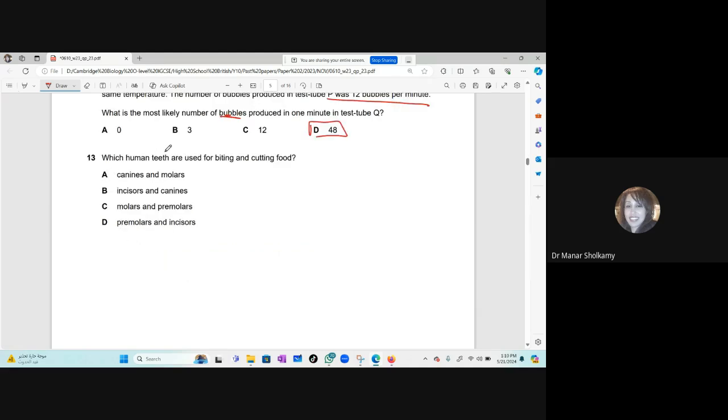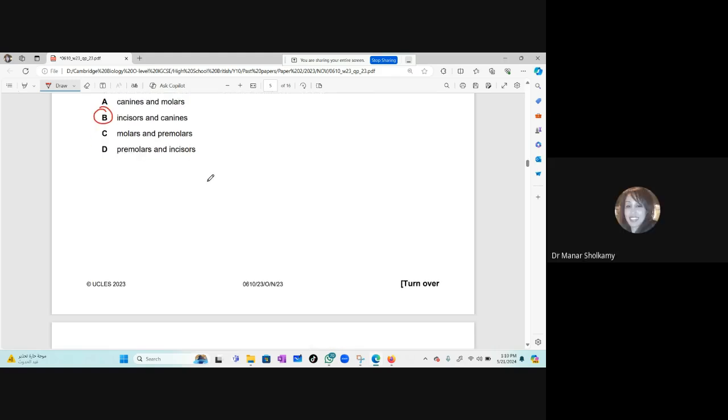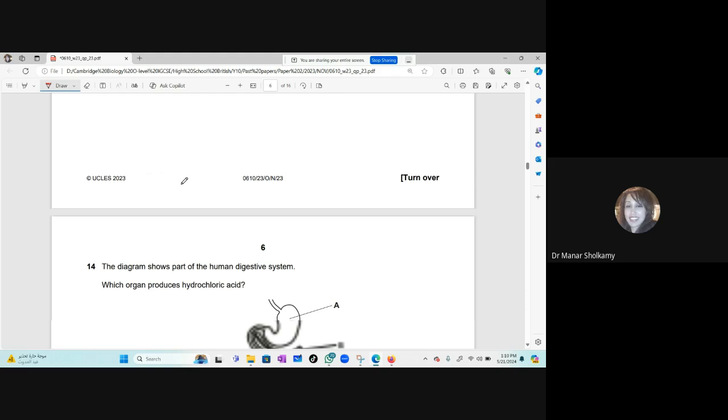Good. Which human teeth are used for biting and cutting? This is so easy. Biting and cutting. Incisors and canines. Premolars and molars are for grinding, crushing food. Incisor and canines, yes, 13B. We're not allowed to make mistakes before number 30.